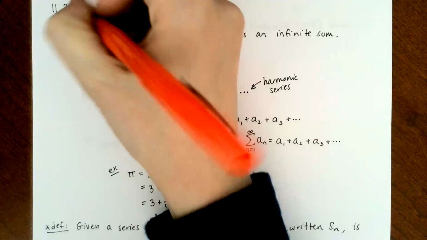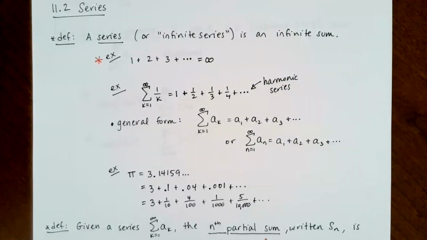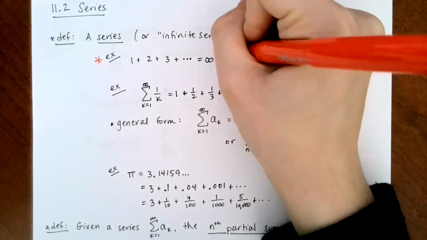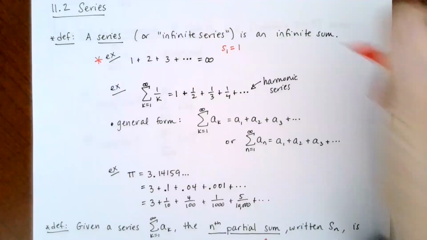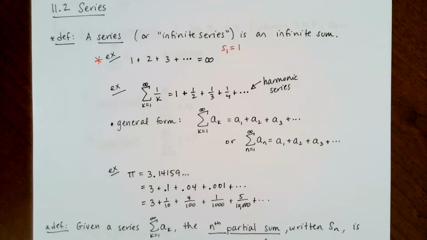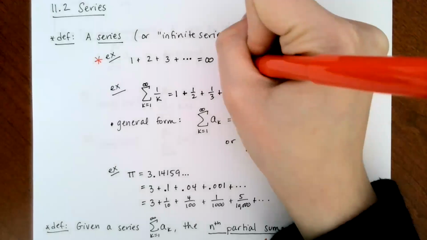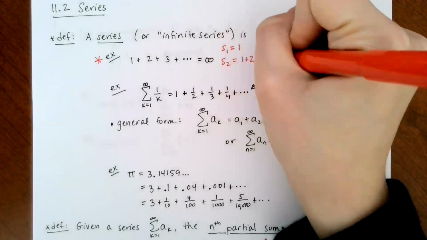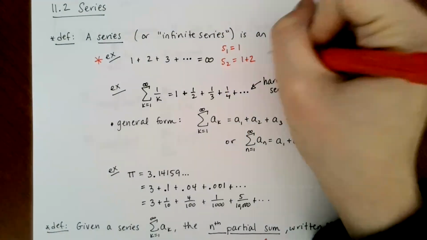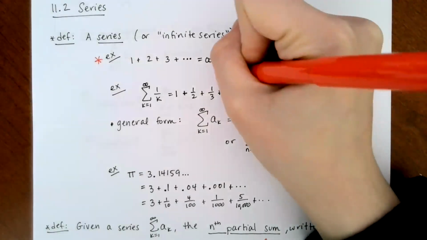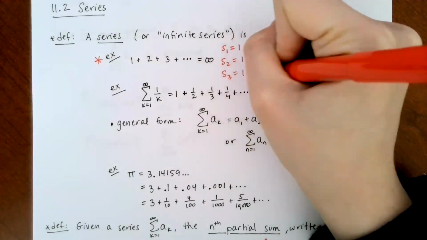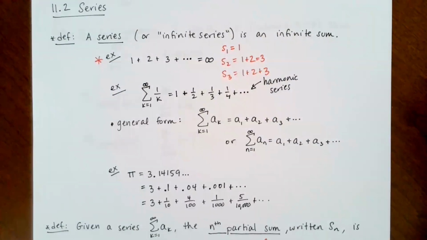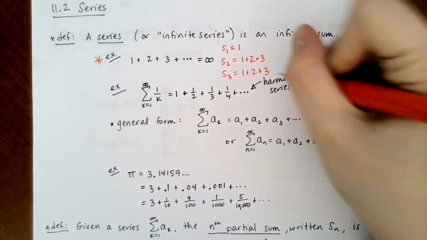I'm going to talk about this very first example, 1 plus 2 plus 3. S sub n stands for any S sub a number. The first partial sum of this series is just the first term, which is 1. The second partial sum is the sum of the first 2: 1 plus 2 is 3. The third partial sum is the sum of the first 3 terms: 1 plus 2 plus 3 is 6.